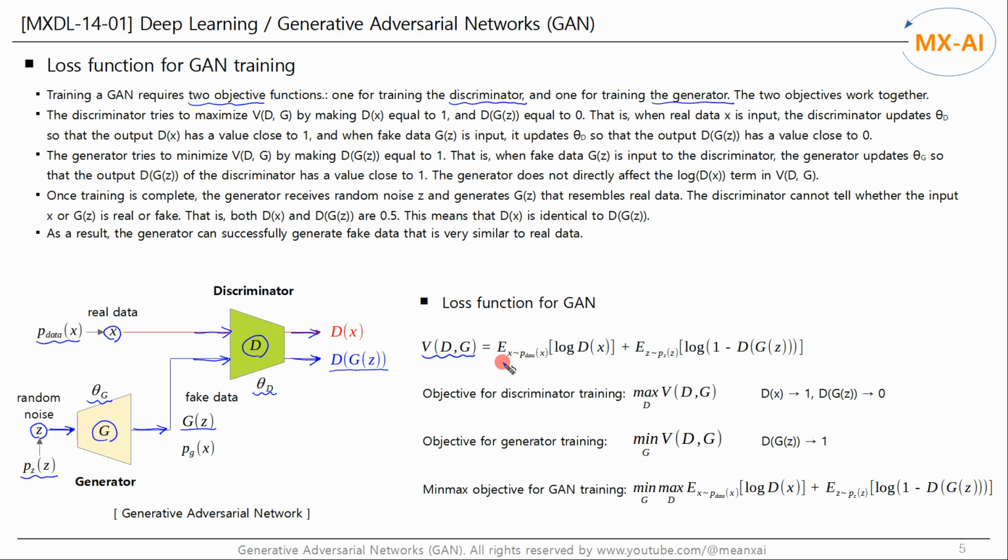The first E represents the expectation for samples X from the P data distribution, and the second E stands for the expectation for samples Z from the P Z distribution. The discriminator tries to maximize V of D and G by making D of X equal to 1 and D of G of Z equal to 0. That is, when real data X is input, the discriminator updates theta D so that the output D of X has a value close to 1. And when fake data G of Z is input, it updates theta D so that the output D of G of Z has a value close to 0.